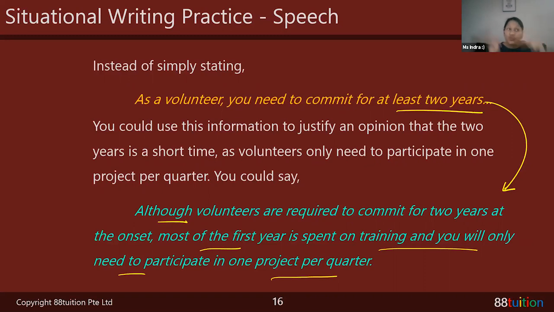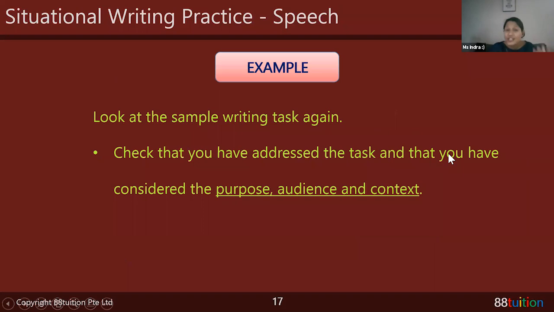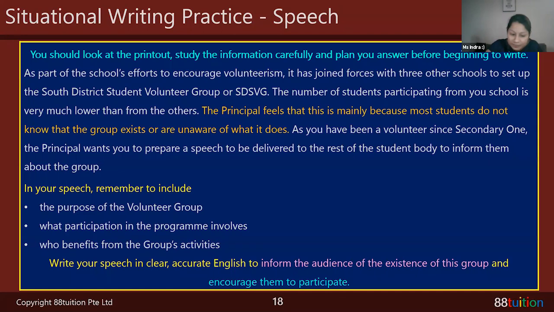Yes? Okay, so if you know that this is going to be included, as in you know that it can be broken up, or you add additional information to make more people want to join you, that increases the likelihood that people will want to take up whatever you're suggesting. Right? So it's about how you engage, how you increase the potential for people to participate in whatever you're going to be suggesting, right? So look at the sample writing task, okay? So check that you've addressed the task and you've considered purpose, audience, and context.